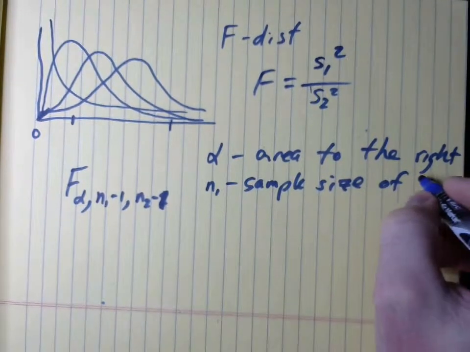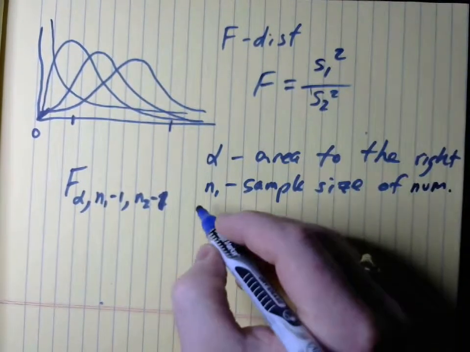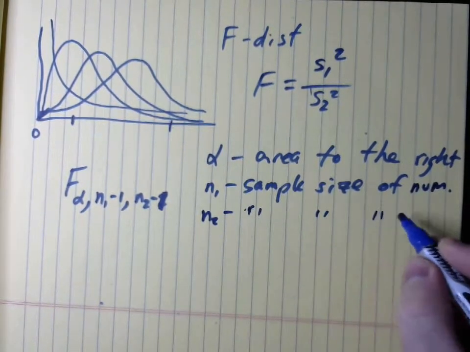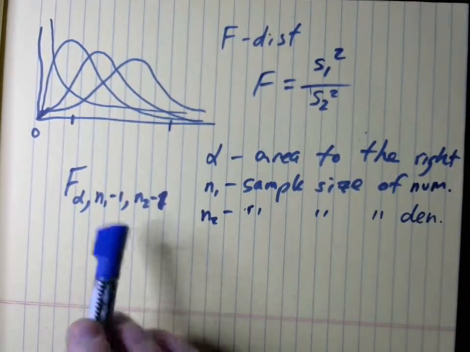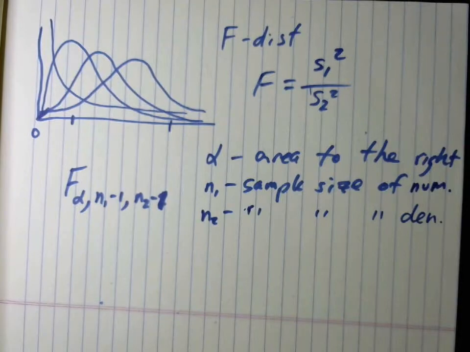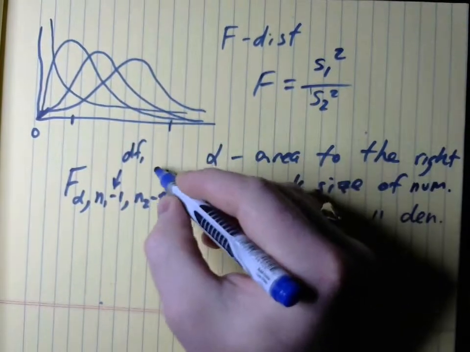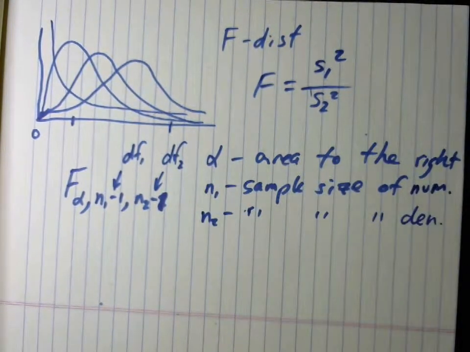So N1 is the sample size of the numerator, since we put it on the numerator, and N2 is the sample size of the denominator. That will tell you what you're looking up here. And I'm putting N1 minus 1 because it's degrees of freedom. This is df sub 1, and this is df sub 2. We're looking at the degrees of freedom on the chart, so that's what we're looking at.